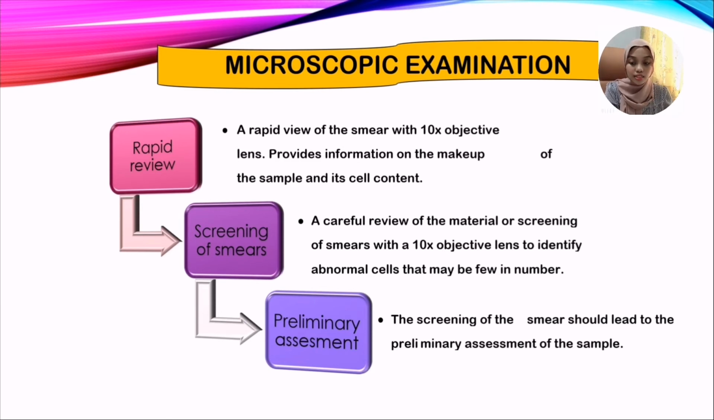Proceed with the second step, which is screening of the smear. This step is a careful review, also with the 10 times objective, that identifies abnormal cells that may be few in number. Then preliminary assessment: the screening of the smear should lead to the preliminary assessment of the sample.